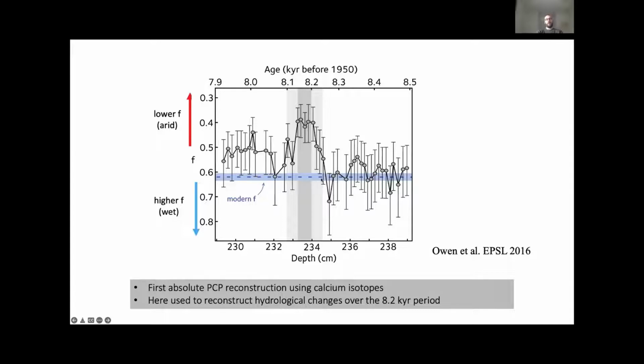And by measuring calcium isotopes in HS4 in the past, we can reconstruct F in absolute terms over this particular 8.2 kiloyear event. And that's the first time that's been done. So here we're reconstructing hydrological changes over that 8.2 kiloyear period.